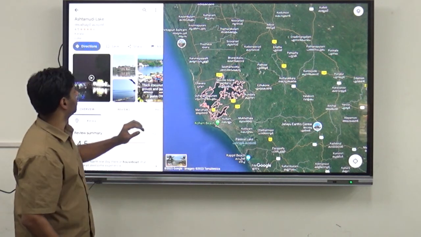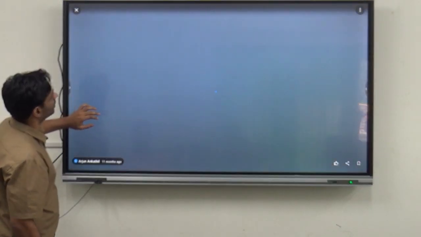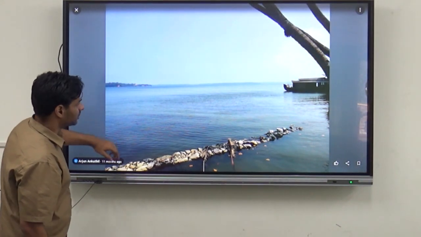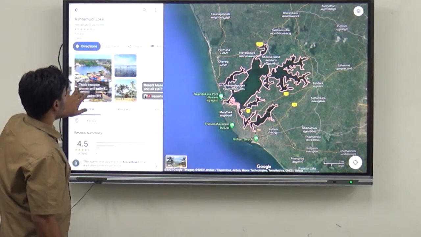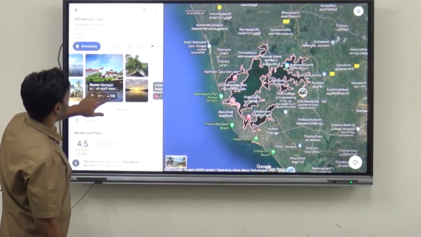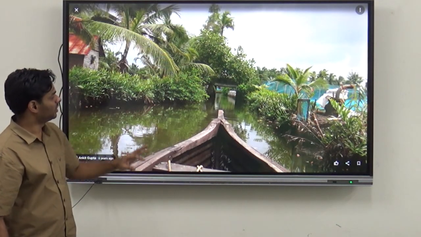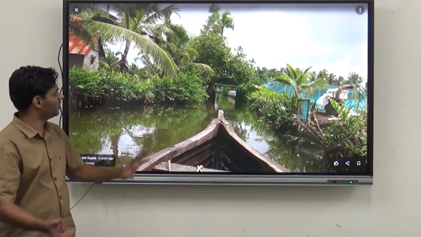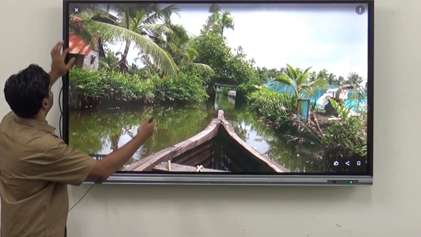So this is the Ashtamudi Lake. You can see some of the pictures. I want to show you some of the pictures here, just so you have an idea. These are natural barriers. I want to show you some of the growth that is possible. These are backwaters, right? The backwaters are flooding the canals, and the canals get water.